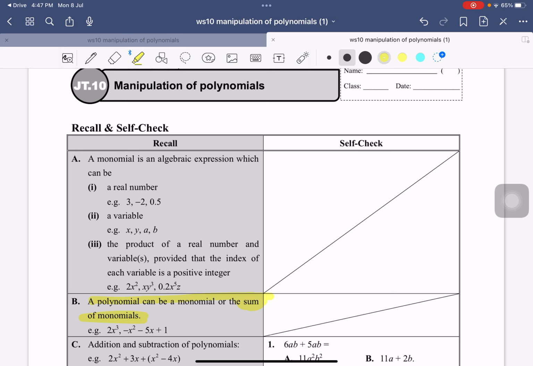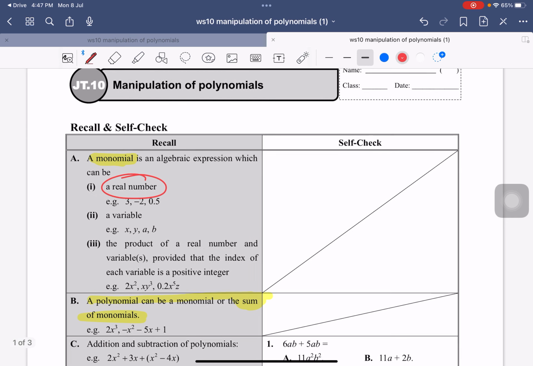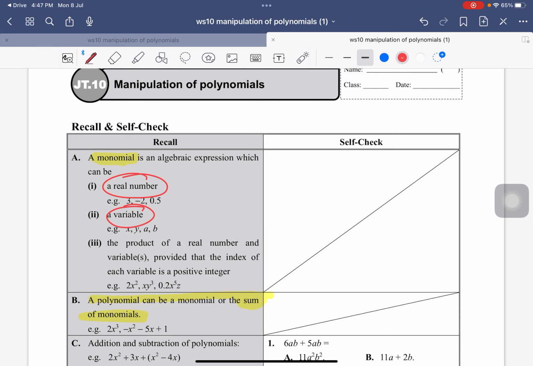From the first part, we can see that a monomial can be three things. The first thing is just a real number. Any number can be a monomial. Or it can be a variable. Variables can be like a, b, c, d, whatever letters, or like x, y, z. And the third is the product of a real number and a variable. For example, if I write 2x, this means 2 times x, so this is a product. These three things are the meaning of monomials.